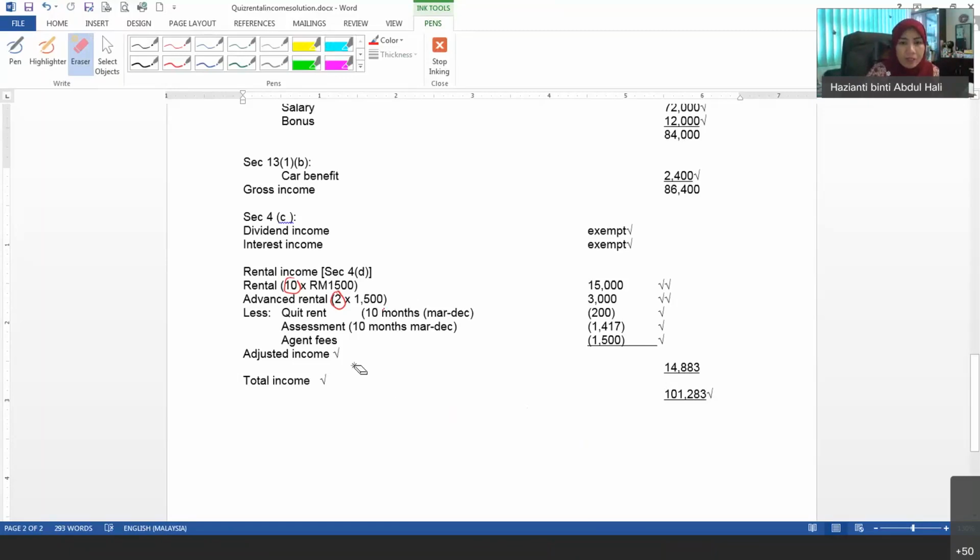Now agent fees is allowable, kan? He hires an agent for the first time. He just got the house, and he hires an agent for the first time to find a tenant for him. Alright, so the payment to the agent for the first time is actually allowable. But let's say he pays the agent the first time he opens the house for rent, he paid 1,500 for this agent.